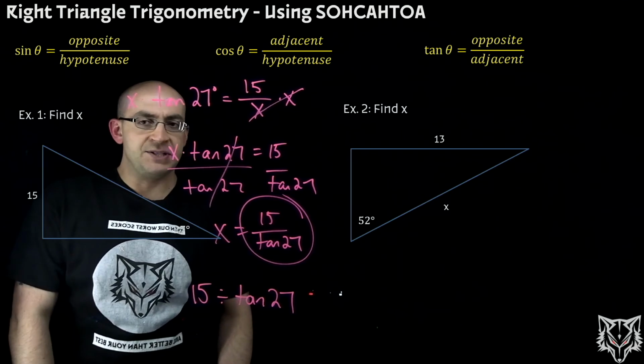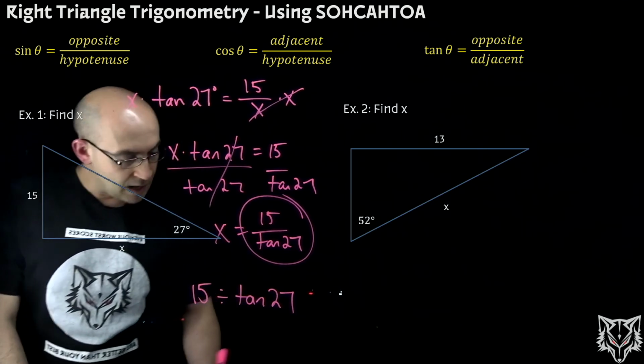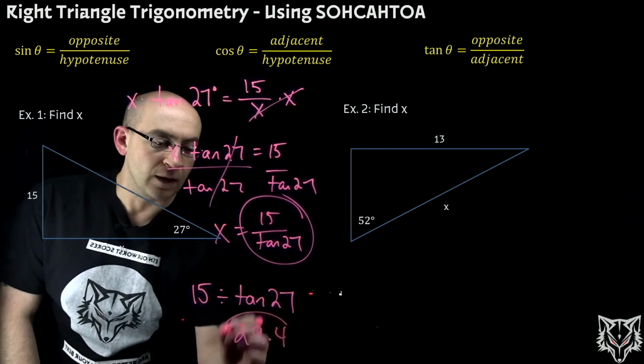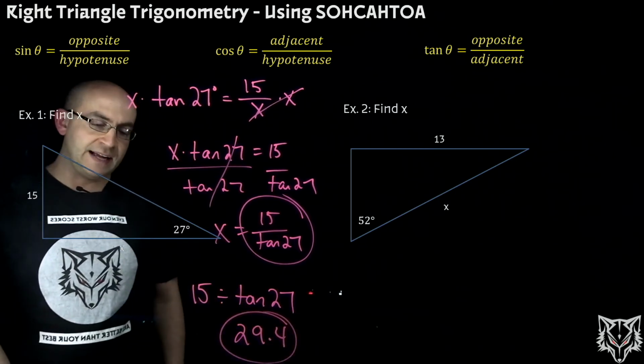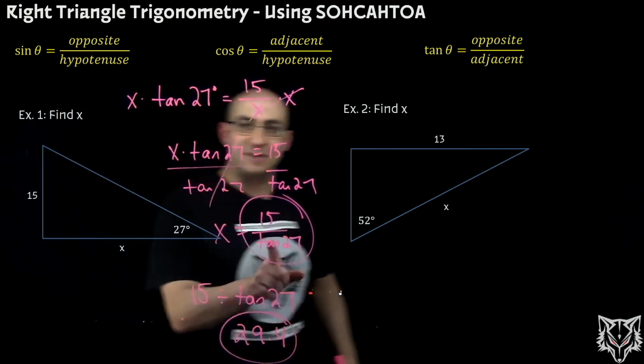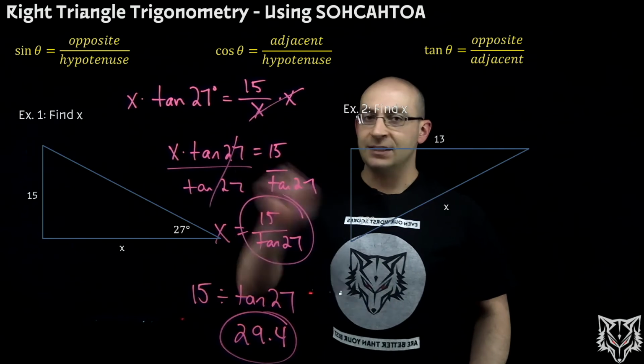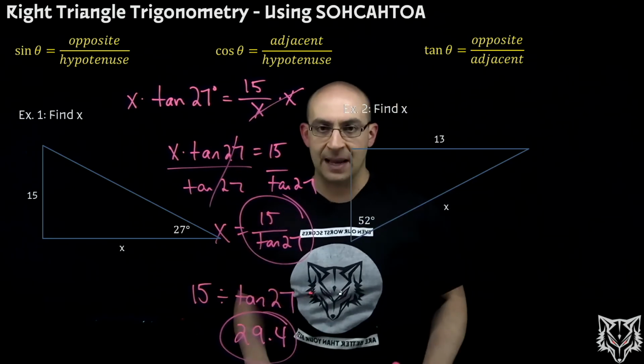If I'm rounding to the nearest tenth place, which is customary, I'm going to get 29.4, which is going to be our final answer, and it's going to be the measurement of this bottom or adjacent side. Now, let's try that same functionality with example 2.